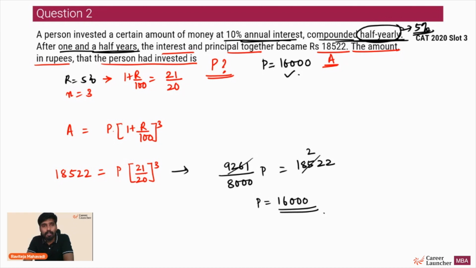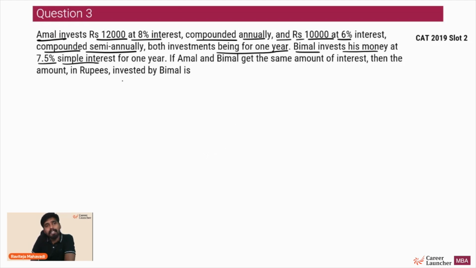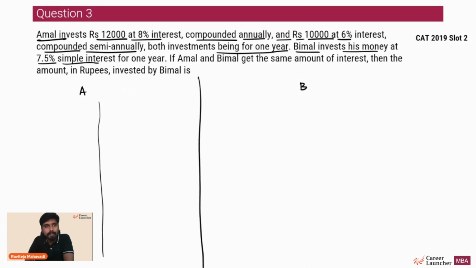This is a CAT 2020 slot 3 question. Let's take a look at CAT 2019 slot 2. A invests rupees 12,000 at 8% interest compounded annually, and rupees 10,000 at 6% interest compounded semi-annually, both investments being for 1 year. B invests his money at 7.5% simple interest. So there are two parts to it. Something that A is doing and something that B is doing. And A is doing 2 investments, mind you.